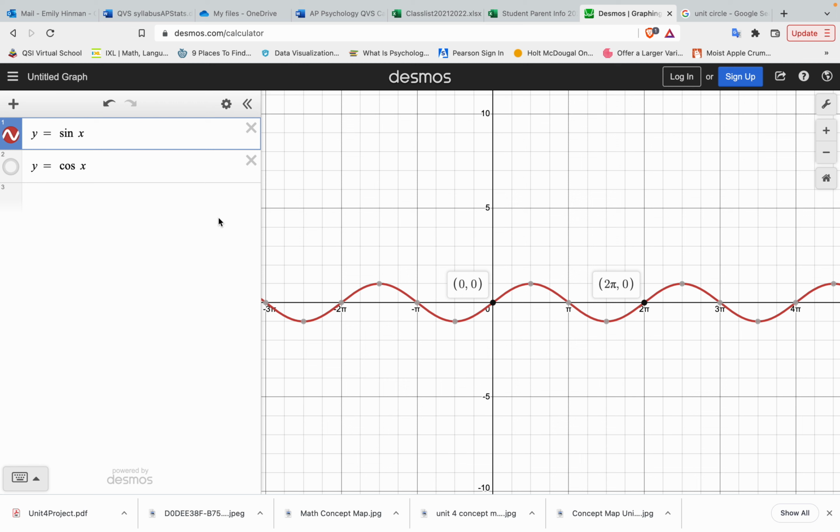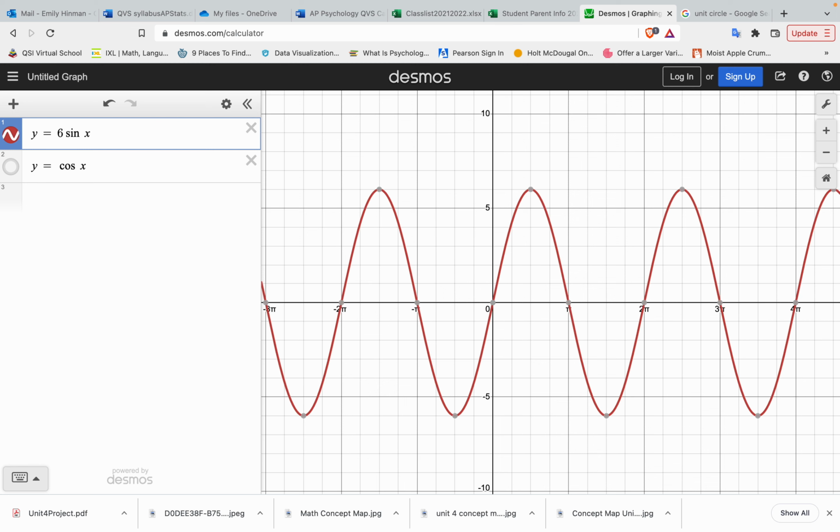Now, what's the easiest thing to change about this function? The easiest thing would be to change this leading value, the value of a. If I make that, let's say 6, right? These values changed because what am I doing? If I say, what's the sine of 0? Well, the sine of 0 is 0. 0 times 6 is still 0.